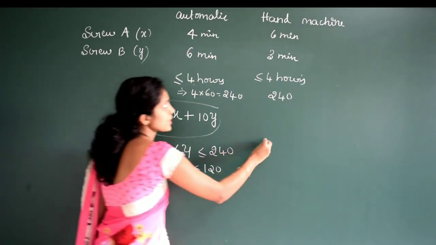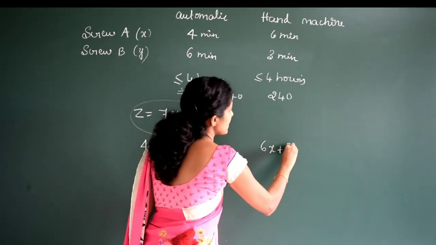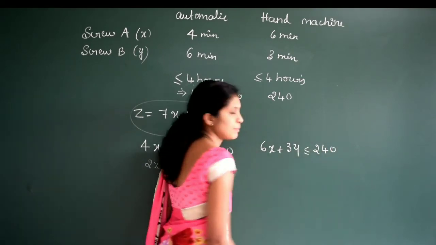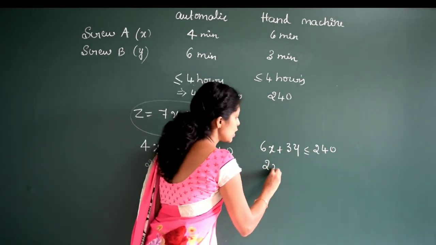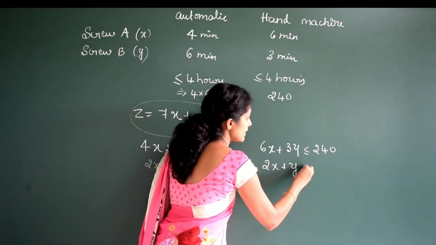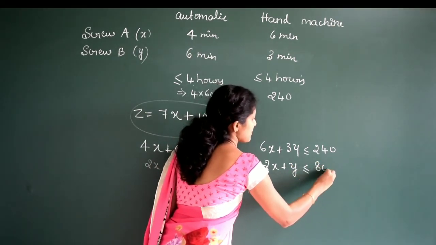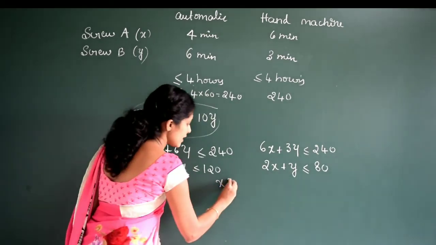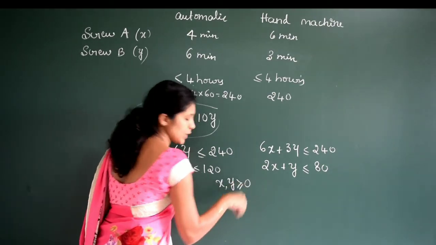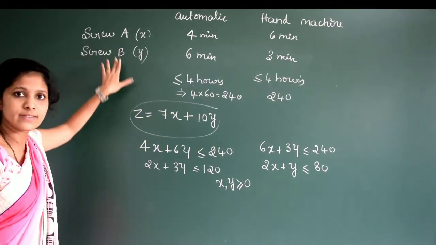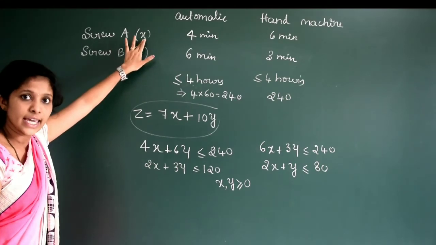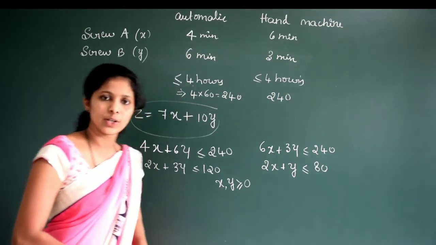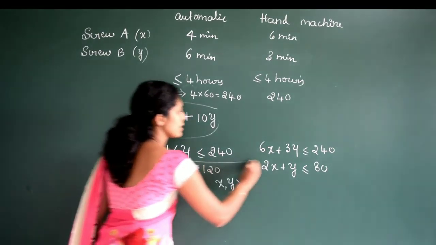The second equation will be 6x plus 3y is less than or equal to 240. Here you can divide by 3. If you divide by 3 this will be 2x plus y less than or equal to 80. One more thing you have: this is compulsory, you have to write that x and y are both positive. They cannot be negative, because you are making screws. This is the number of screws A and this is the number of screws B, so this cannot be negative. So x and y are greater than or equal to 0. So these are the 3 constraints.